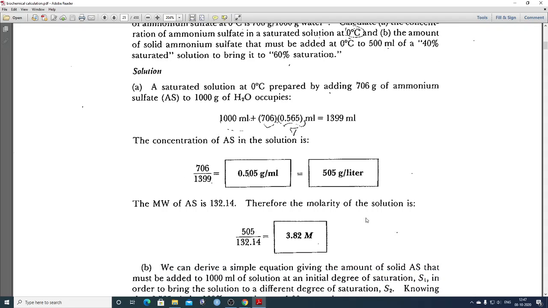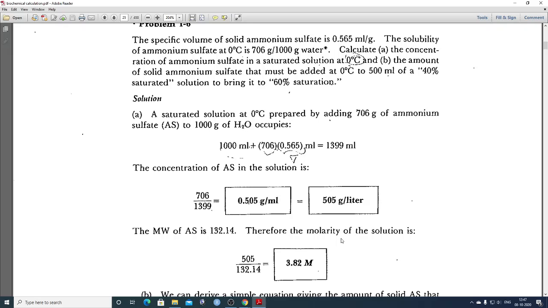The molecular weight of ammonium sulfate is 132.14. Therefore, how much is the molarity of the solution? You divide the weight in grams by the molecular weight to get the molarity. So 505 divided by 132.14 is equal to 3.82 molar. So we want the concentration in molar: a 3.82 molar ammonium sulfate solution.